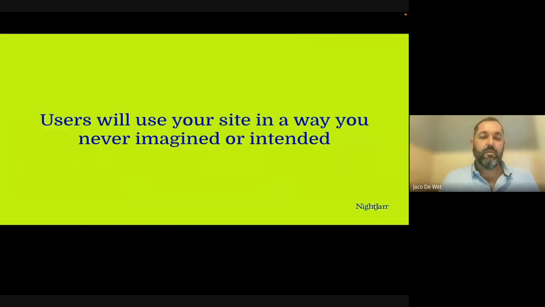Sometimes you will find that users will use your site in a way you never imagined or intended. And I think the intended part is often something that we get stuck on, right? We so often have this idea of what you want users to do, and then they completely mess about with the way you wanted them to use the site, especially on more complex user journeys, etc.